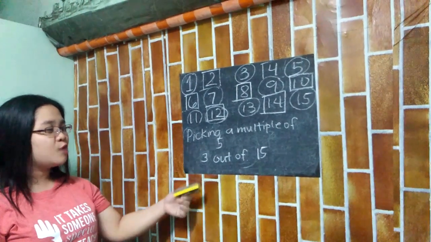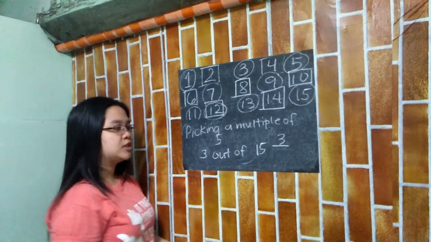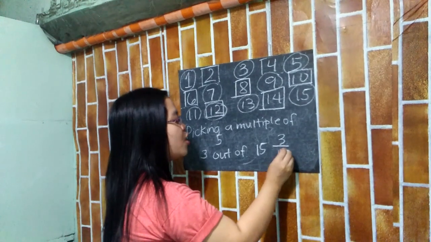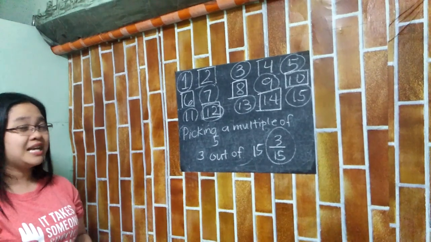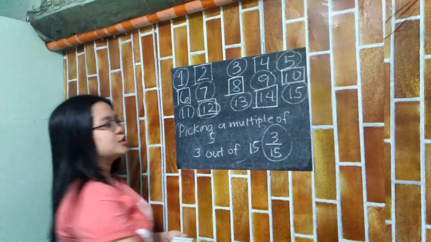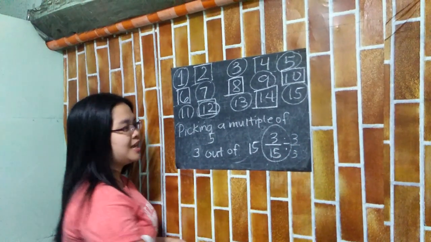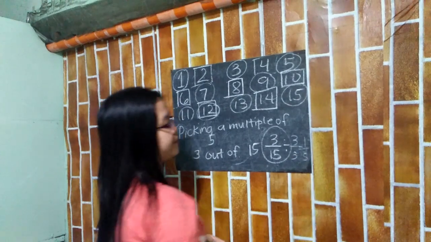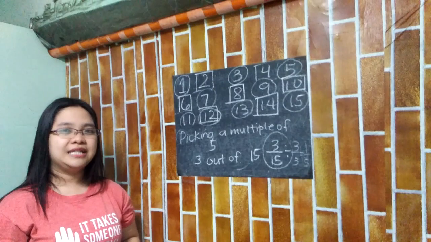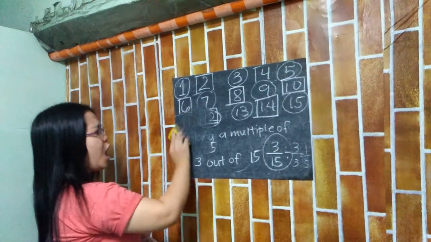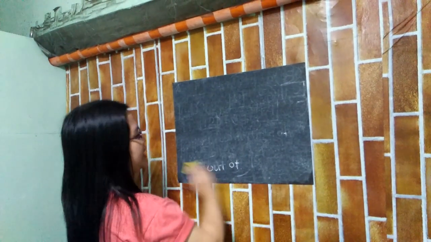So what can be the probability for this one? Okay, we have 3 as our favorable outcome over 15. Do we have a common factor for 3 and 15? Yes, and the greatest common factor of that is 3. So divide both sides by 3, that will be 1/5. So our probability for this one is 1/5. Did you get it?